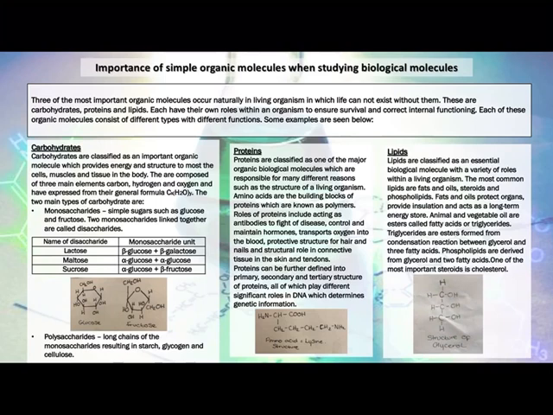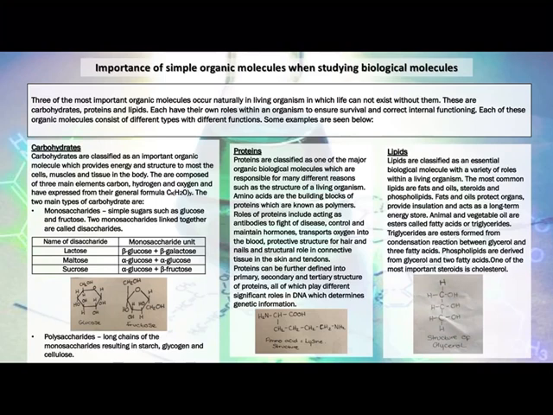Proteins are classified as another major organic biological molecule. So proteins are actually really important because they build up the structure of a living organism. They're mainly made from amino acids. They are the building blocks, and their main roles are things like acting as antibodies to fight disease, controlling and maintaining hormones. They transport oxygen in the blood. And then a really interesting one is that they can actually be further defined into primary, secondary and tertiary structures, all of which actually play significant roles in DNA, which determines genetic information.